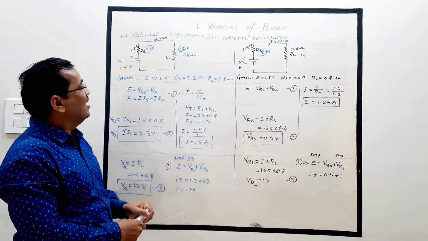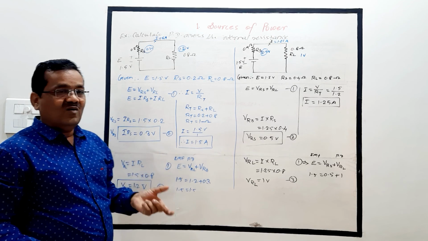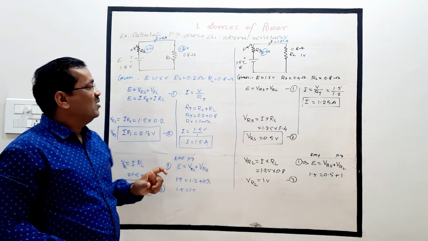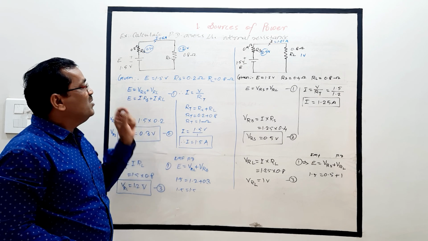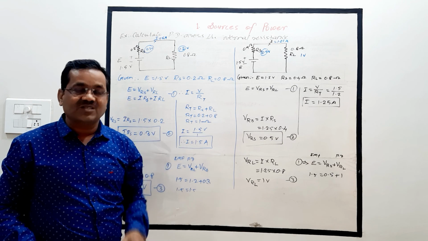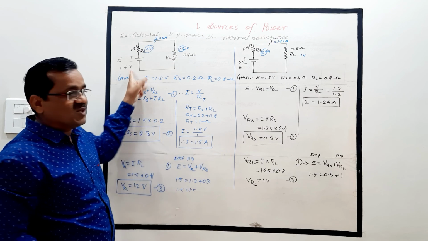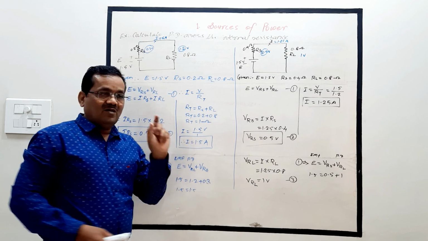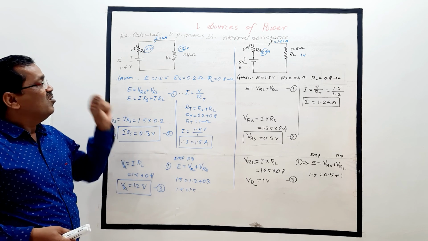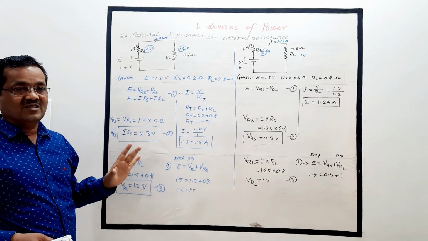And hence, a voltage source should have minimum internal resistance.